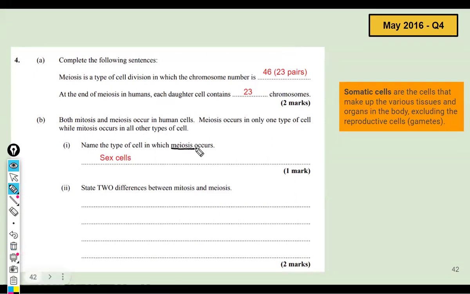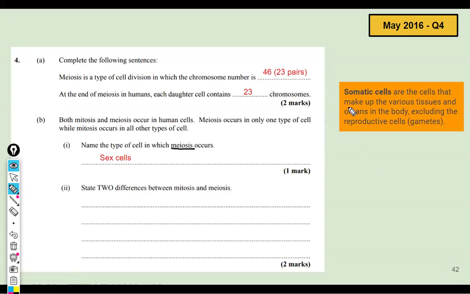So meiosis occurs in sex cells. That's the gametes, sperm and eggs. That's how sperm and eggs are made. If you're wondering about the other types of cells, remember there are many different types of cells in the body. Sex cells are very unique because they have half the amount of chromosomes. Sperm and eggs have half the amount of chromosomes, which is 23.